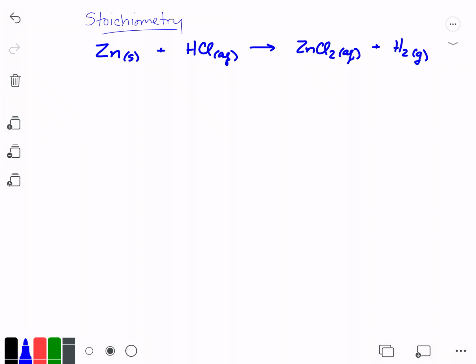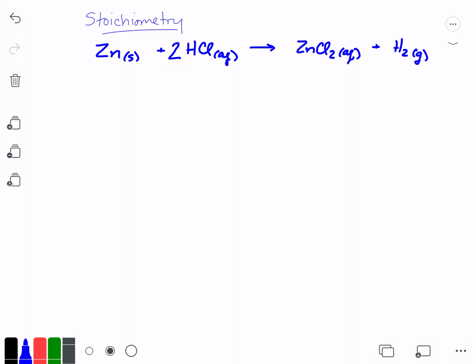The first thing we need to do before we can start thinking about stoichiometry is to balance our reaction. Make sure we're starting with a balanced reaction. In this case, zinc is already balanced. I notice a problem when I get to the hydrogen and the chloride. And if I just put a 2 here to the left, I get everything balanced nicely.